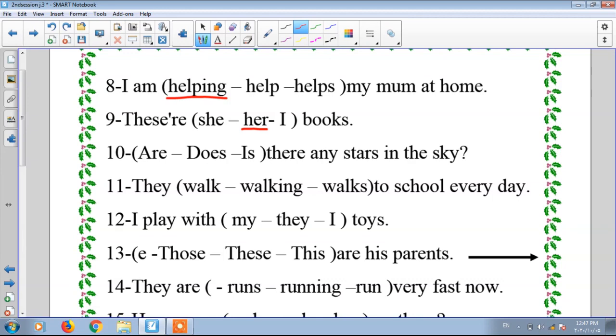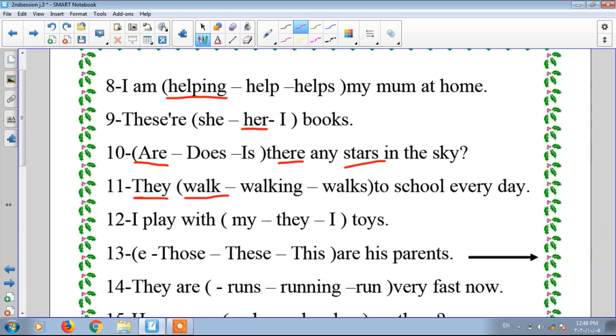Are or does or is there any stars in the sky? There any stars? What do I write? Are there any stars in the sky? So we choose what? Are there any stars? They walk or walking or walks to school every day. We have "they" here. After "they", can you remember, do we add anything to the verb? No.